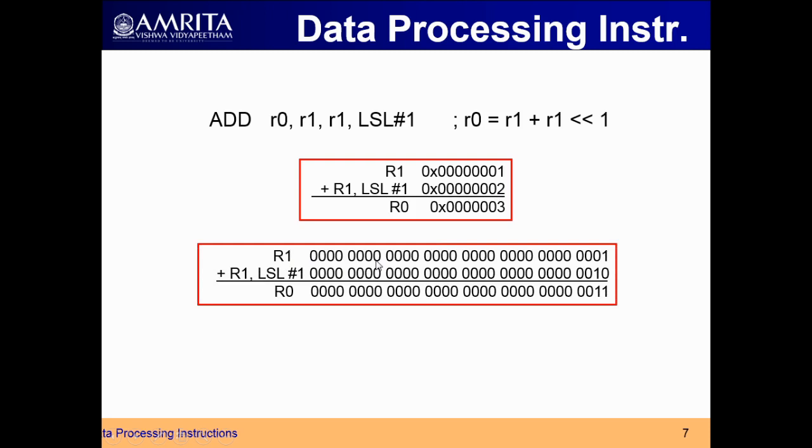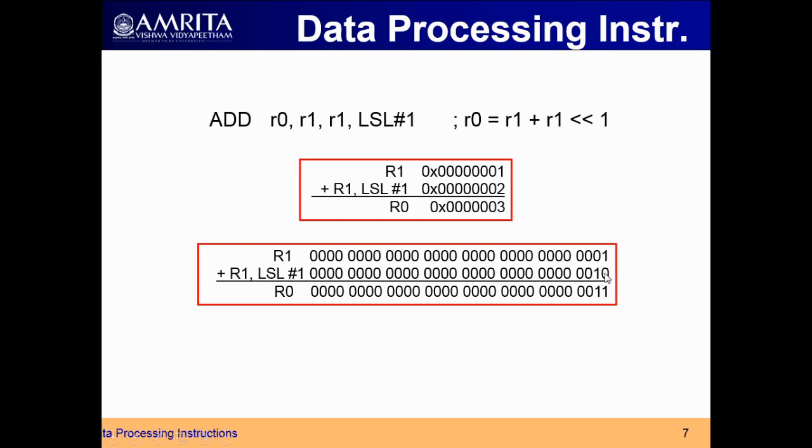So let us take R1 as 0001. To that you are adding R1 left shifted by 1. When you are left shifting this R1 by 1, what will happen? Previously it was 0001. When you are left shifting by 1, the 1 will move to the next MSB position. So when you are shifting 0001 by 1 unit towards left, you will get 0010.